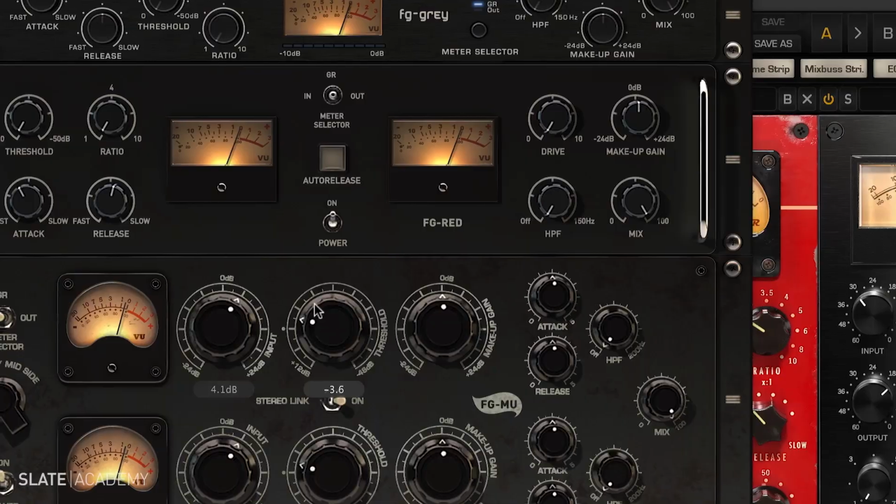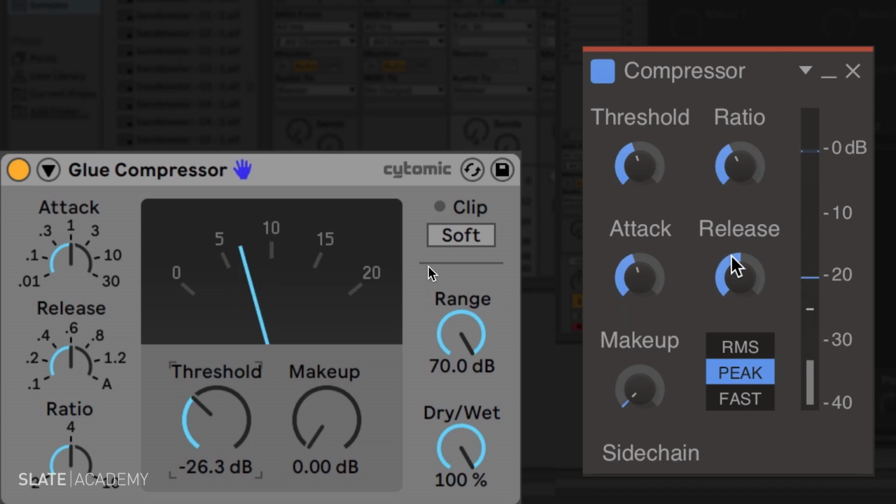Before we dive into the advanced controls of MoTT, there's an important concept we need to understand, and that is the difference between downward and upward compression. The most common type of compression is known as downward compression. This is like what we teach in the Ultimate Guide to Compression on Slate Academy. We're going to get a little bit technical in this video, so if you need to brush up on any of your compression basics, be sure to check out that course first.